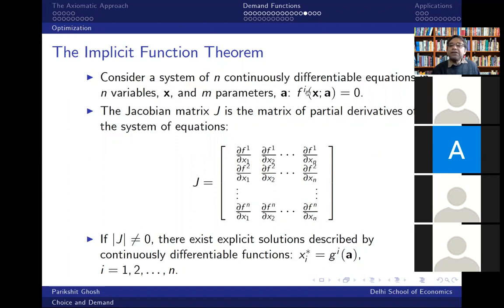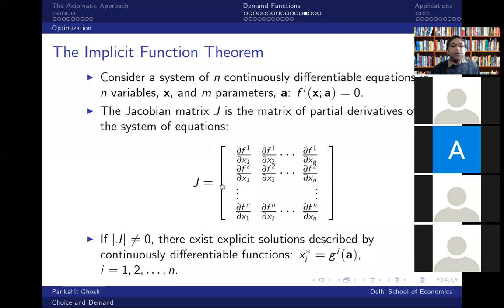One is, when does a solution exist? Sometimes a system of equations may not have a real valid solution. So one worry is a solution may not exist. And the second is, how do we do comparative statics if we don't even know the explicit form of these functions, or we have not been able to solve them explicitly, maybe because it's too complicated?